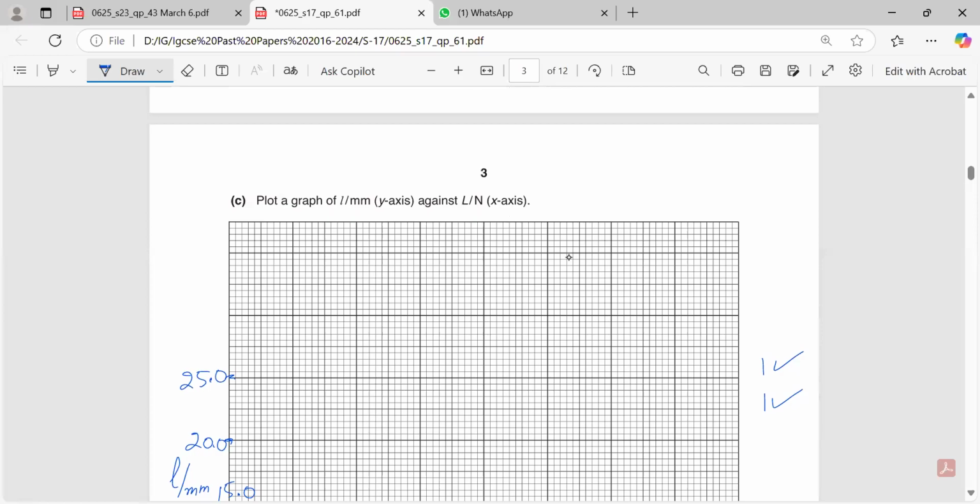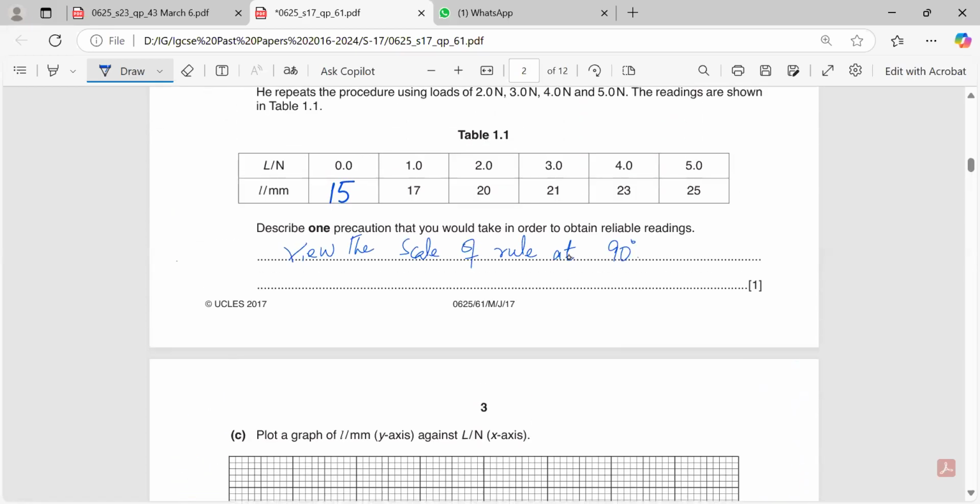Next, we have to plot the points. You can plot the points in three ways: dots in circles, or crosses without circles, or even plus signs without circles.